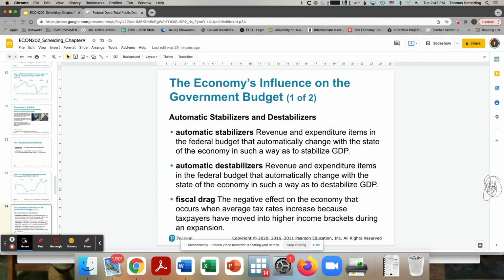Now, in the economy, in the way that the government budget is structured, there are what are called automatic stabilizers and destabilizers. What this means is that as an economy does well, certain things happen automatically, without government officials even having to decide to do something. So it's not discretionary anymore, right?